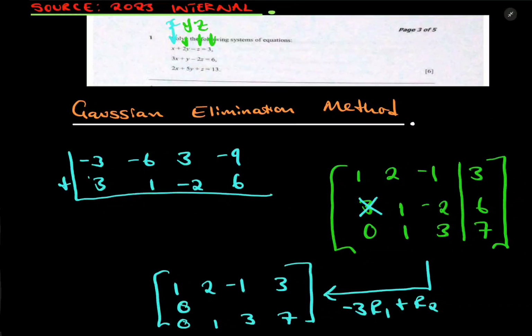This part will give us a 0. This part will give us a negative 5. And this part will give us a 1. Then this part will give us a negative 3. Okay, so we've just transformed that part into a 0. Okay, we need to do this one more time, then we'll be able to arrive at our upper triangular matrix.